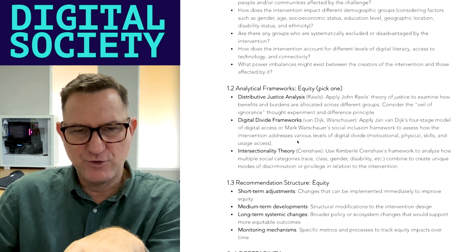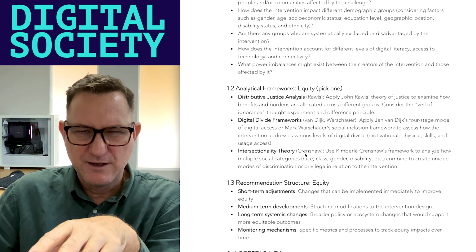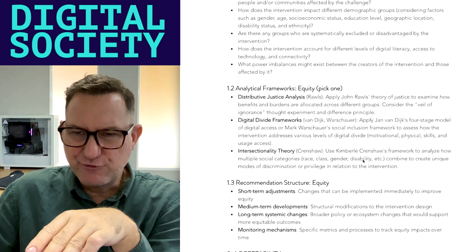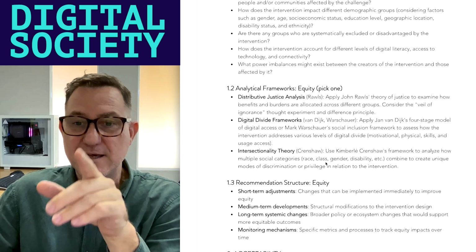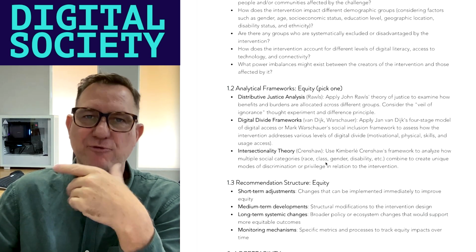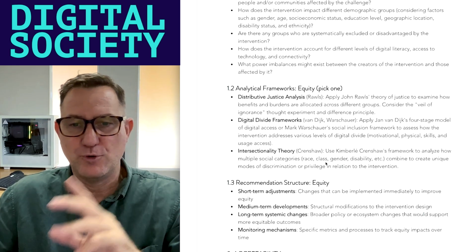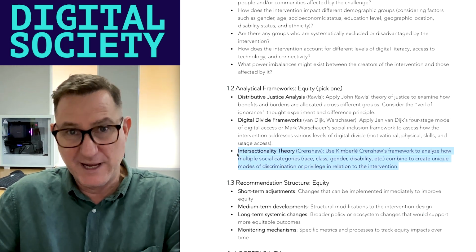Now what about the third one? Intersectionality theory. I've never heard of that. By Crenshaw. Okay, this framework analyzes how multiple social categories, race, yes, this is exactly the theory I need for the intervention that I'm studying for. So here's step one. I need to explore a little bit more about this.